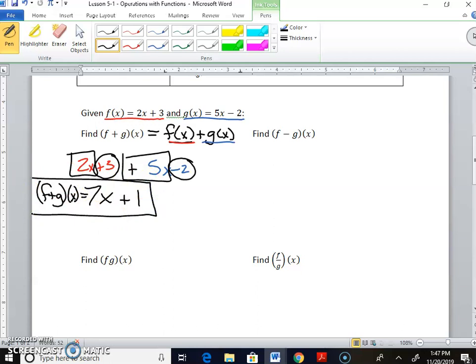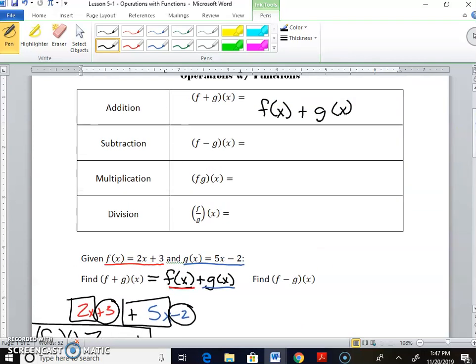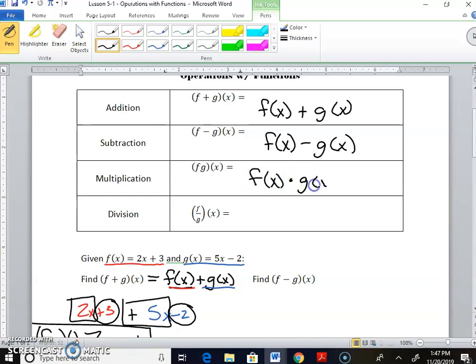Now there are three other operations that we're going to have to worry about, and those are subtraction, multiplication, and division. For subtraction, f minus g of x means f of x minus g of x. We also have multiplication. Multiplication is fg of x. That just means we're going to take f of x times g of x. And then lastly, we have division. If I have f divided by g of x, I'm going to have f of x divided by g of x.